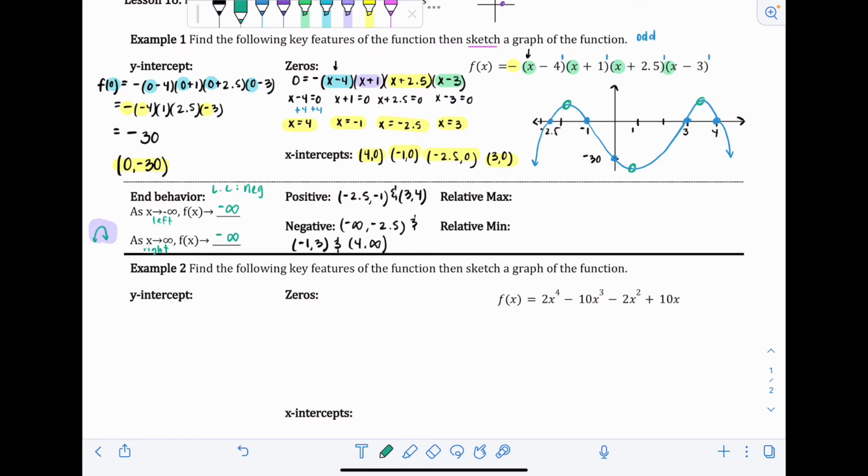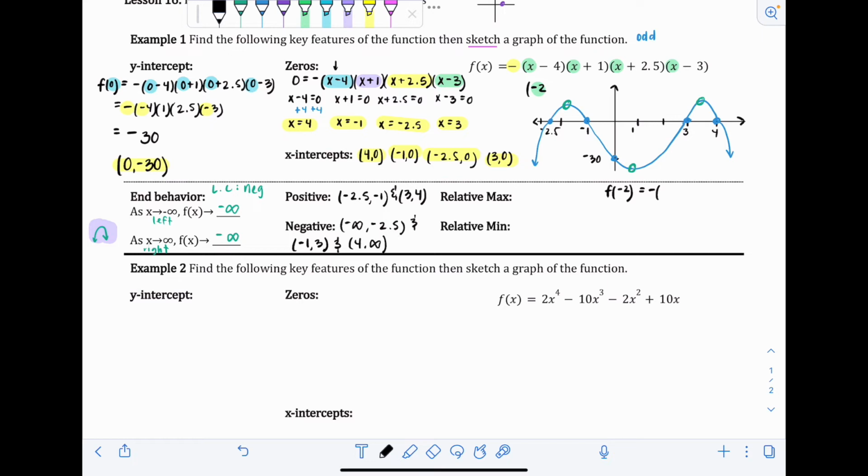Okay, looking at this first point right there, that x value is between negative 2.5 and negative 1. So I'm just going to estimate it as negative 2. And if I want to find what the y value is there, I have to put that negative 2 into the function where x is. So it's going to go into all of these, and that output is going to give me the y value at that point. So we would find f of negative 2.